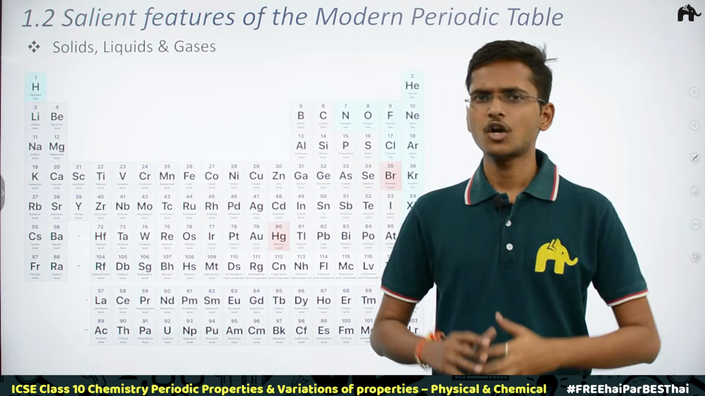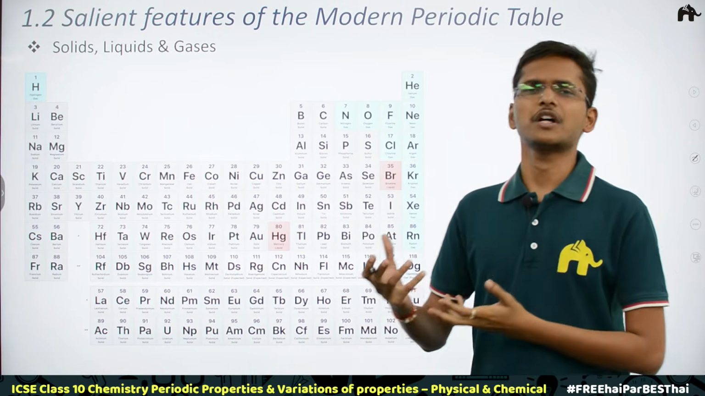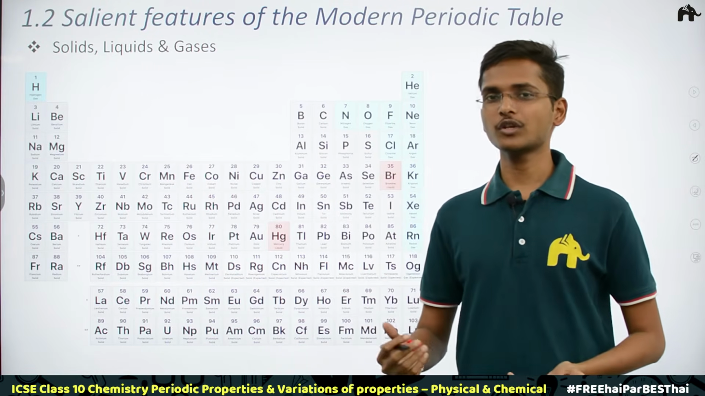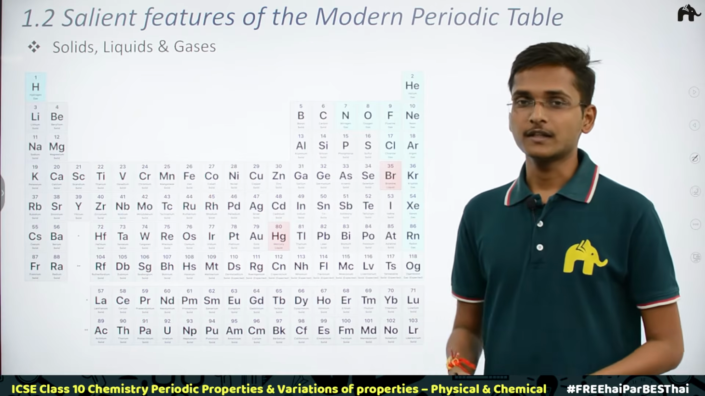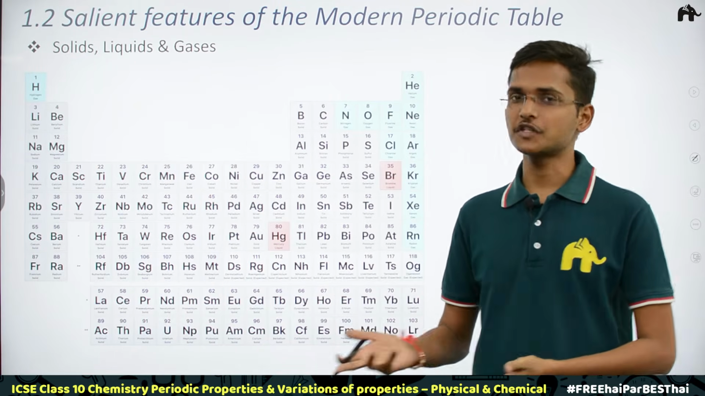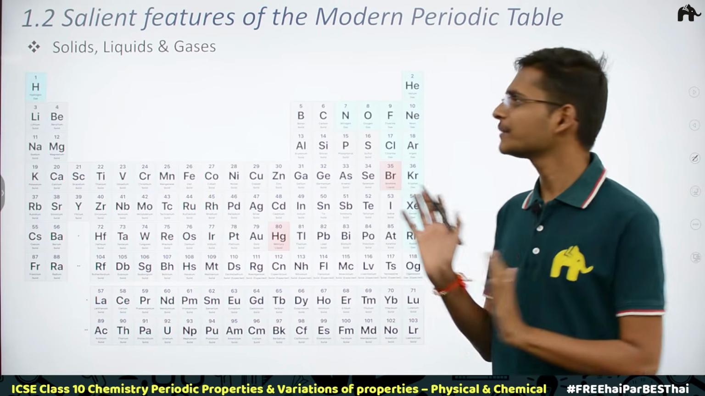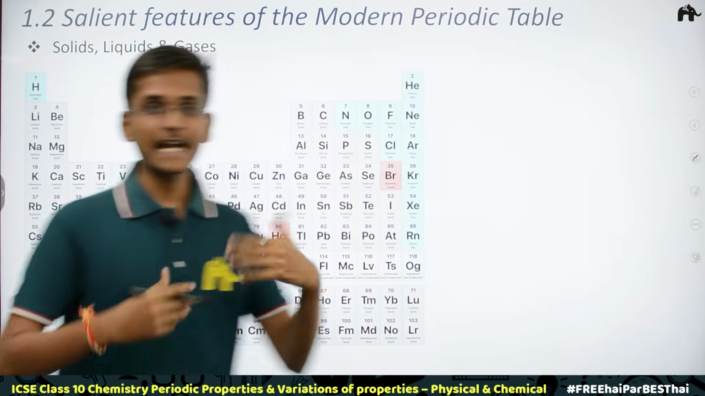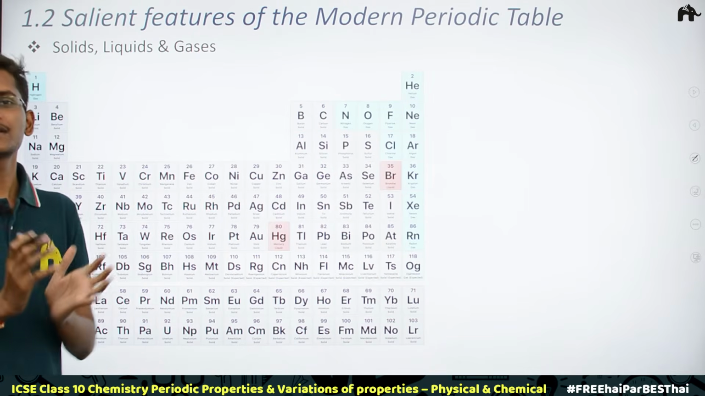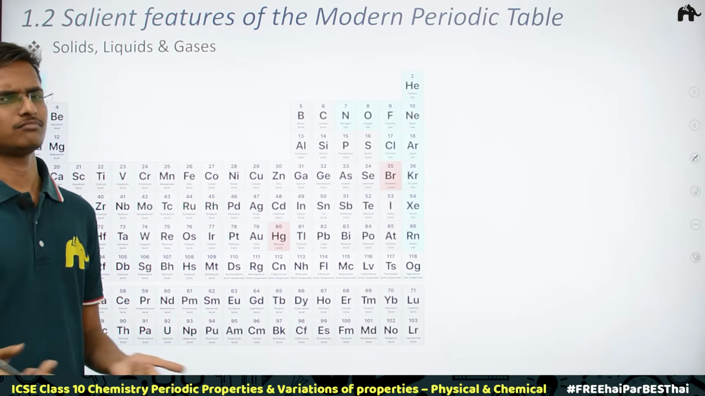Now let's see which elements are solids, which are liquids, and which are gases. You would think that out of 118 elements, we have to remember which are solids, which are gases, and which are liquids. A tough job? No, actually, absolutely not. First of all, we are going to start with gases, and I'm also going to tell you a simple trick. After that, you would definitely feel that it was very easy.